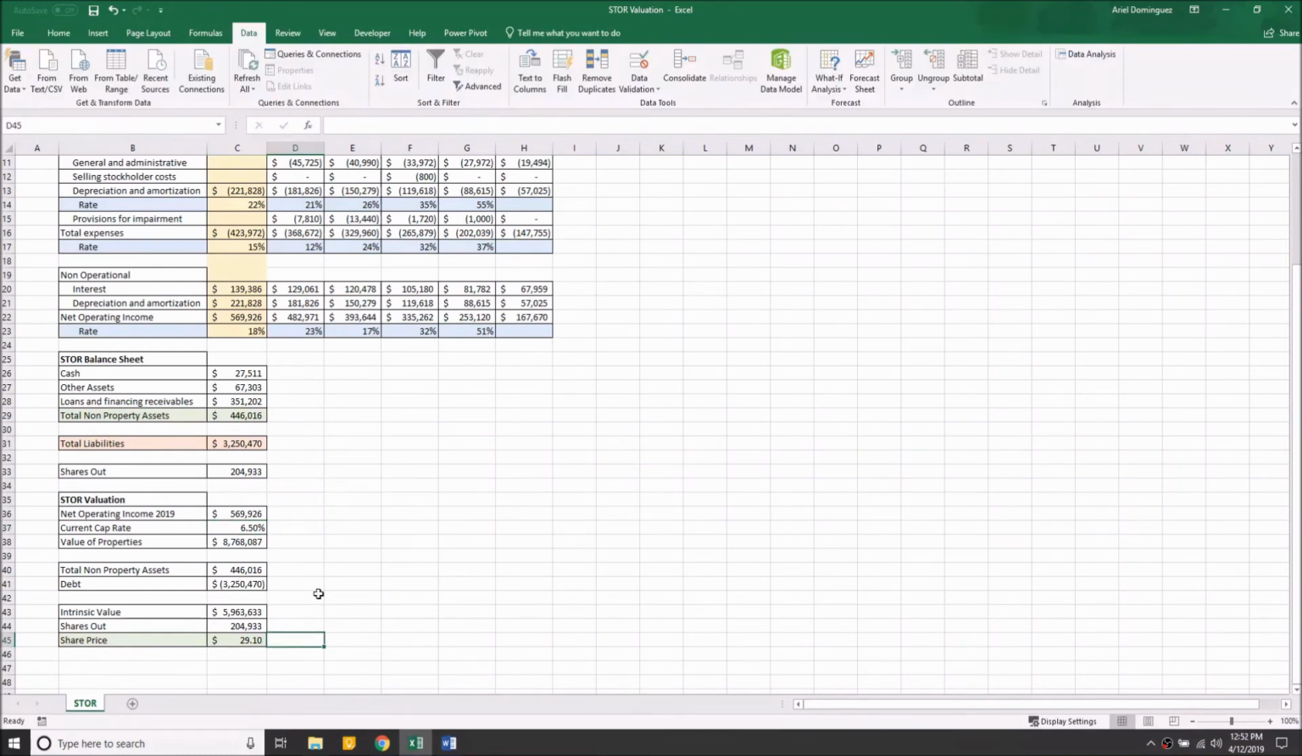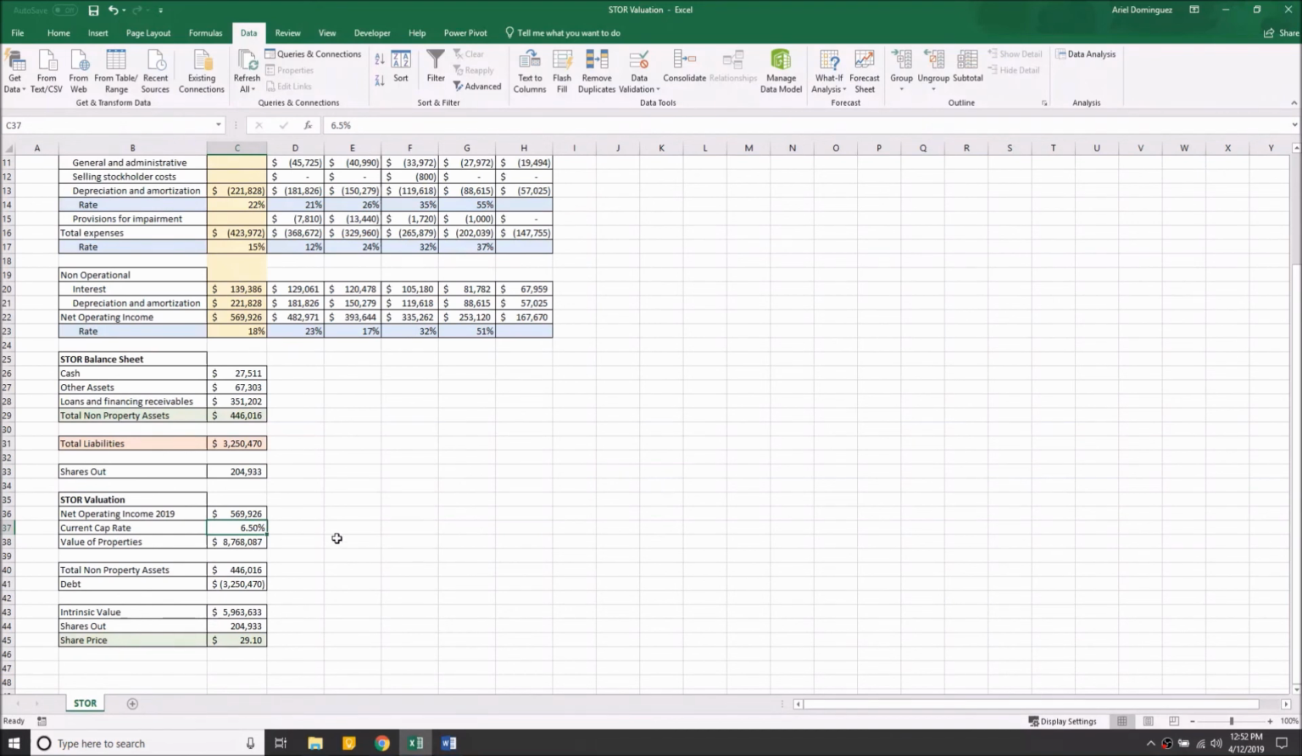You can get an idea of how the market is valuing the REIT by taking the share price that we got from the model and making it equal the current market share price by altering the current cap rate to get an idea of what cap rate the REIT is trading at. And then you can compare that to the industry and see if it's a good investment or not.